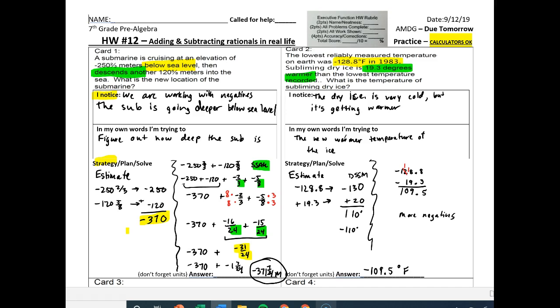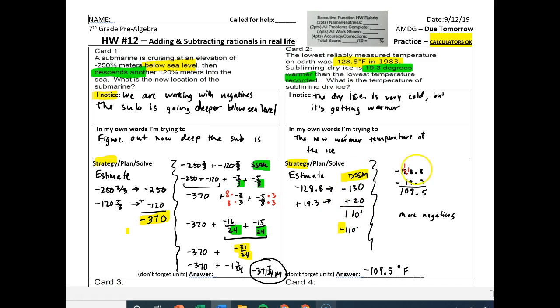So again, I decided to use an estimate for my strategy. So negative 128.5 is negative 130, call it, and 19.3 is 20. I'm just rounding towards the nearest 10 right there, and I get 110, but remember it's a DSSM problem, so that's why I have negative 110. So my answer should be around there.